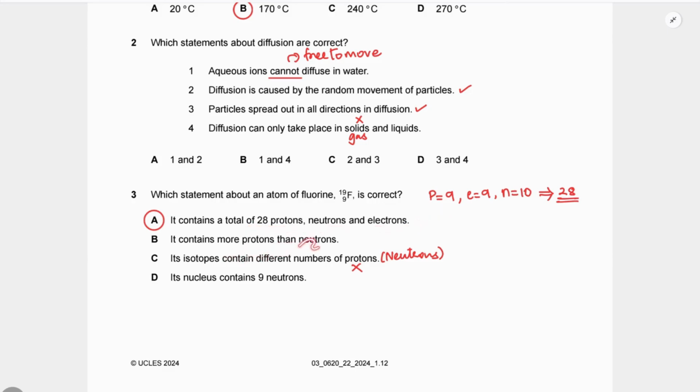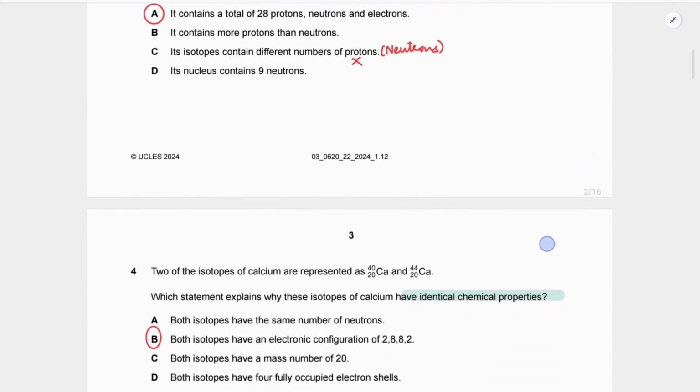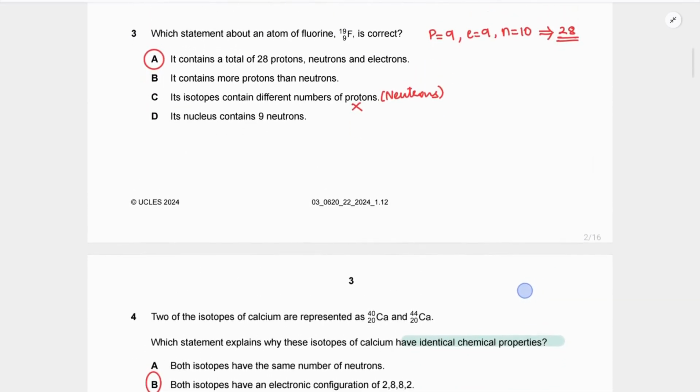It contains protons and neutrons, which is incorrect, as we have just seen. Its isotopes contain different numbers of protons? No, neutrons. Isotopes differ in neutrons, not protons. Its nucleus contains 9 neutrons, which is incorrect. So the correct option is A.